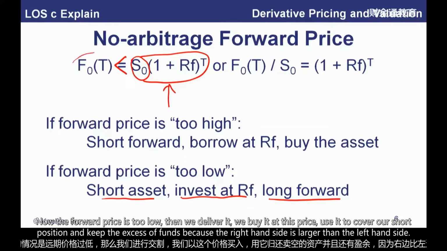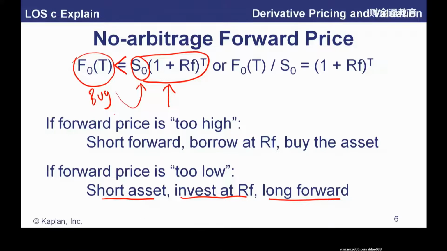Now, if the forward price is too low, then we deliver it, we buy it at this price, use it to cover our short position, and keep the excess of funds because the right-hand side is larger than the left-hand side.